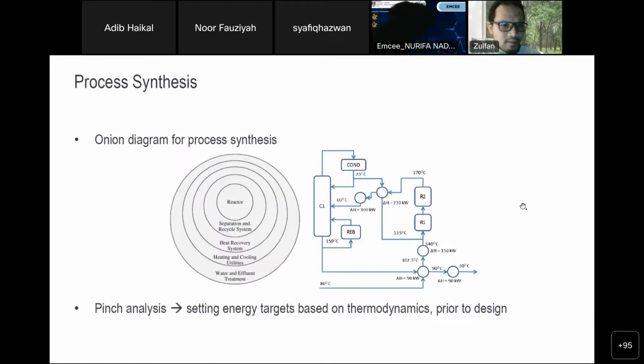Next. So it's a process synthesis part. So in this process synthesis, I think it's the onion diagram. So heat integration, if we follow this process onion diagram as a guideline, is on the 3rd layer, heat recovery system, as you see in the onion diagram.